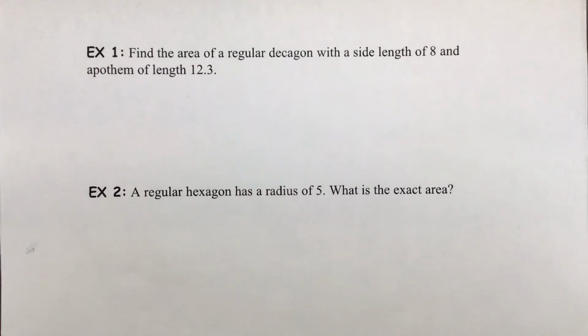For example one, we're going to find the area of a regular decagon. A regular decagon means it has 10 sides. We're going to find the area of a regular decagon with a side length of 8 and an apothem of length 12.3. Sometimes it's nice to draw pictures, but if you got a decagon, that might be a little bit complicated. What we're going to do is go ahead and just stick to the formula.